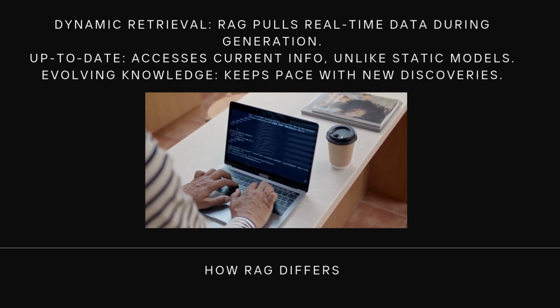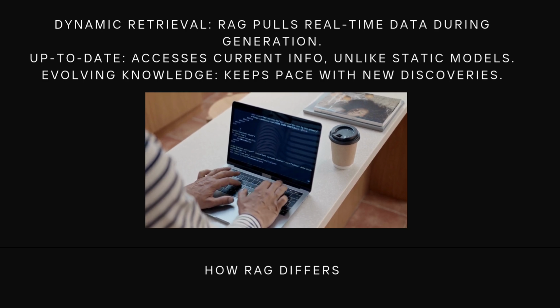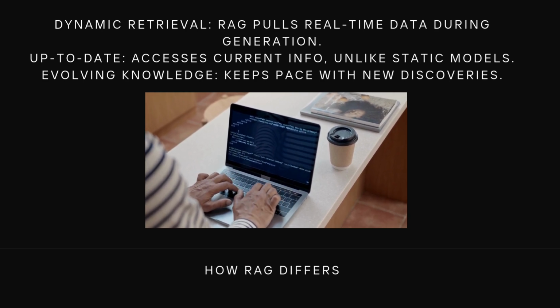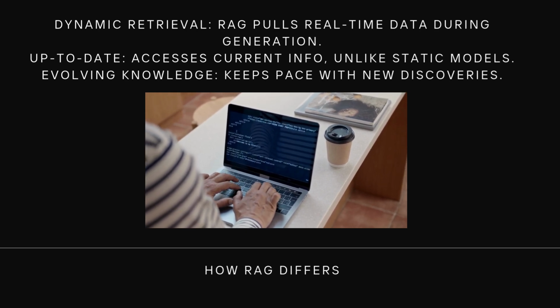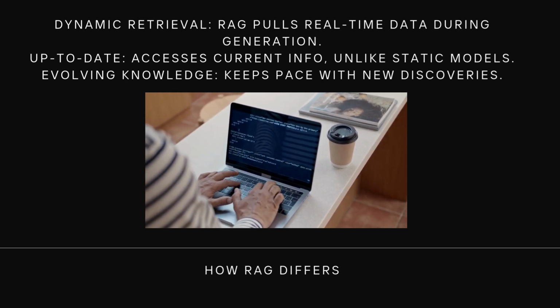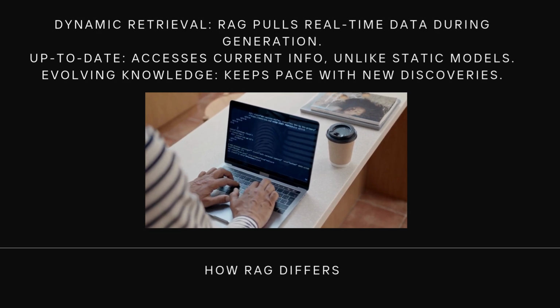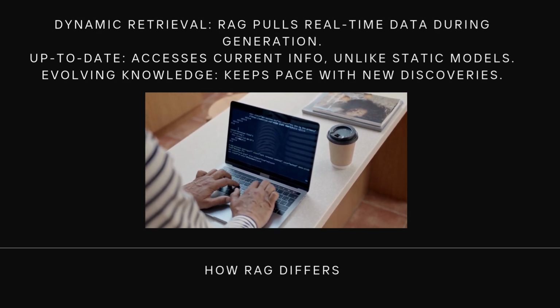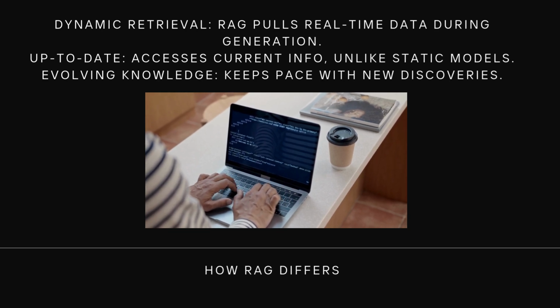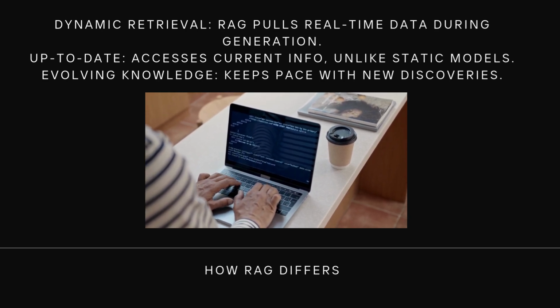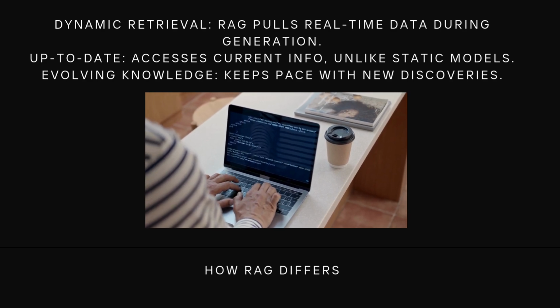If the discovery happened after the model was trained, the response will likely be incomplete or incorrect. A RAG model, on the other hand, can retrieve up-to-date papers or articles, ensuring that its answer reflects the most current knowledge. This retrieval component transforms generative AI from a static knowledge base into a dynamic, ever-evolving system capable of keeping pace with new information.